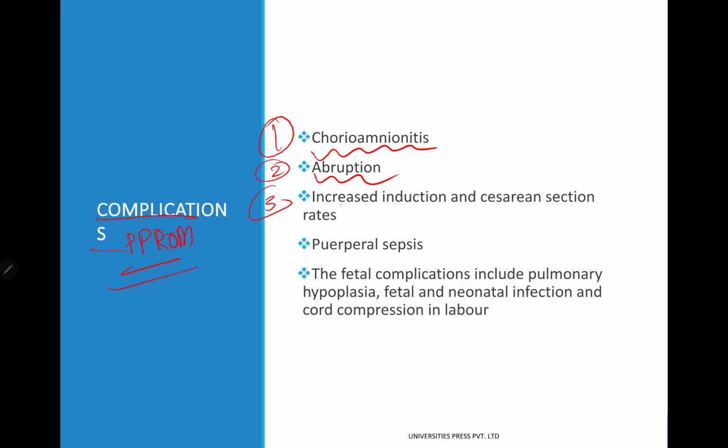Third is increased induction and cesarean section rates. The labor will be induced very soon in a PPROM, so the induction rate is more as well as the cesarean section rate. Puerperal sepsis is another important complication of PPROM. And the last one is the fetal complication.